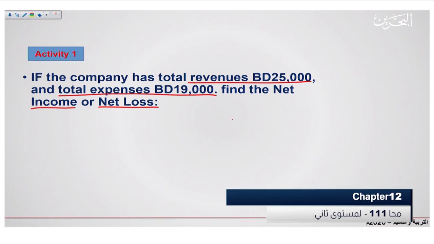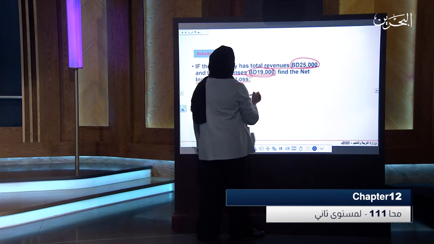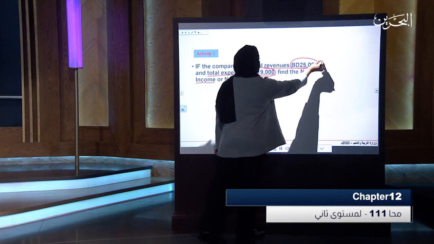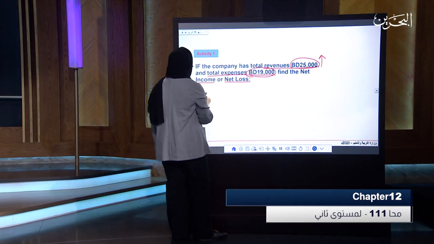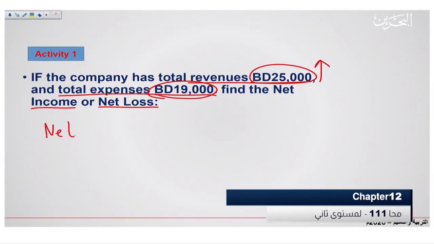First of all, you have to determine whether it is a net income or net loss. So we will take a look at the amount of the total revenue and the amount of the total expense. It is obvious that the total revenue is higher. So it means that the company is making profit. So we have here net income.